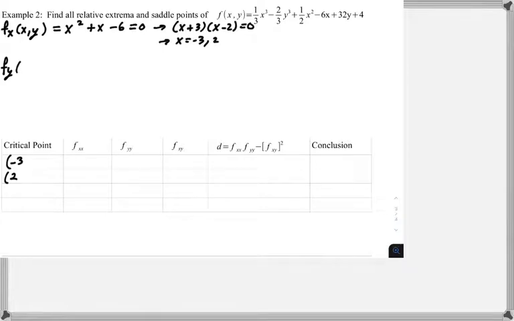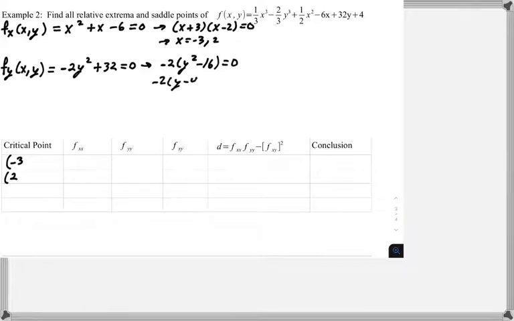So the first partial with respect to y is going to be negative 2y squared plus 32, and that's going to be equal to 0. So we can factor out a negative 2, we have y squared minus 16 is equal to 0. So negative 2, and then difference of squares, y minus 4, y plus 4. So that's going to give us y is equal to 4, or y is equal to negative 4.